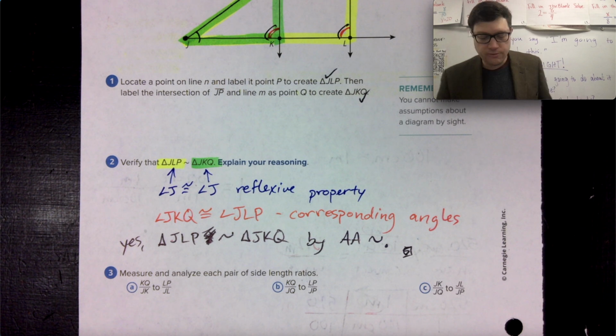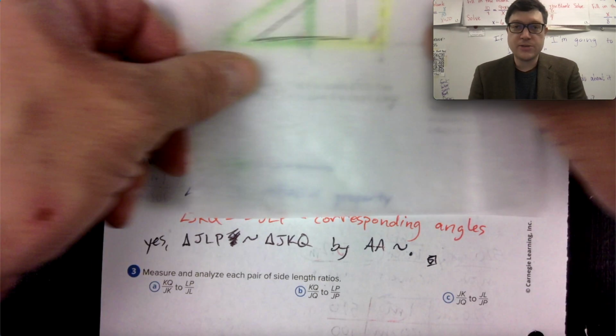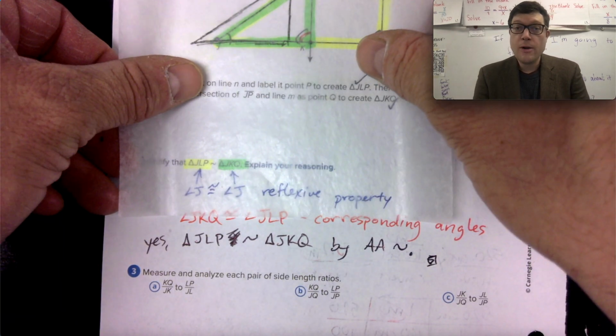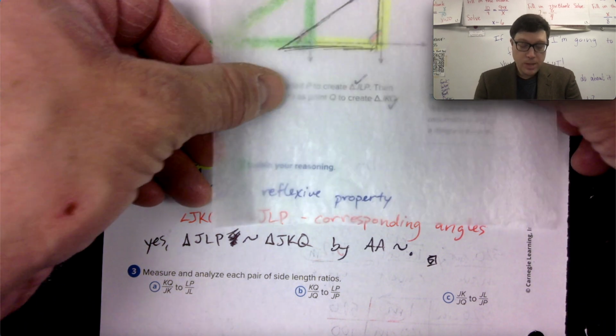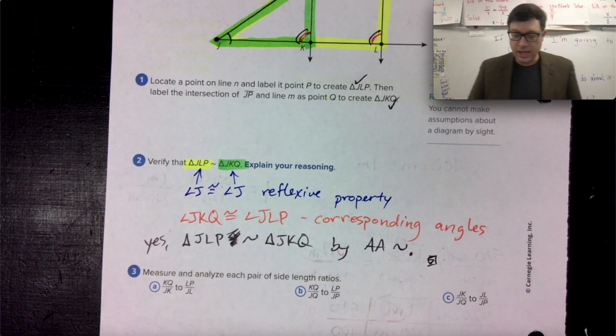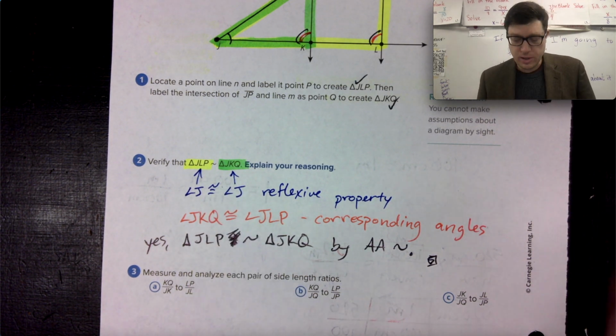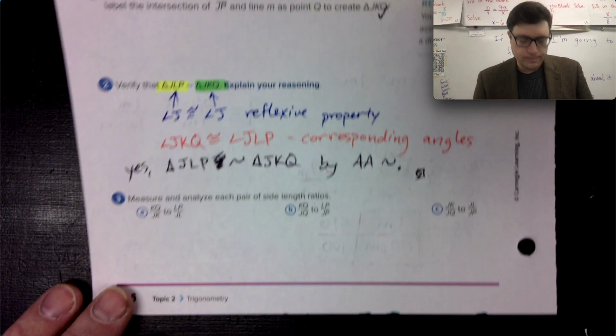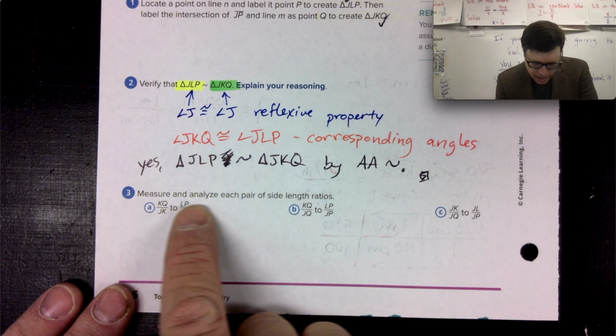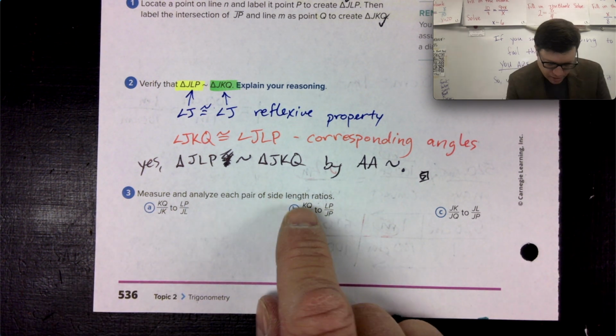You should also be able to do transformations and verify through the process of translation and then dilation that the two shapes are similar. I also went with the route of saying, let me just check the angles, because if I can find two angles, then we're good. Okay, measure and analyze each pair of side length ratios.